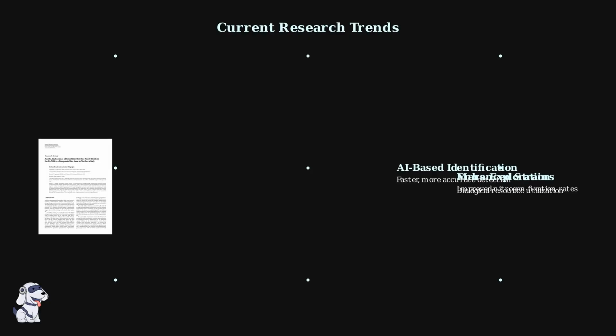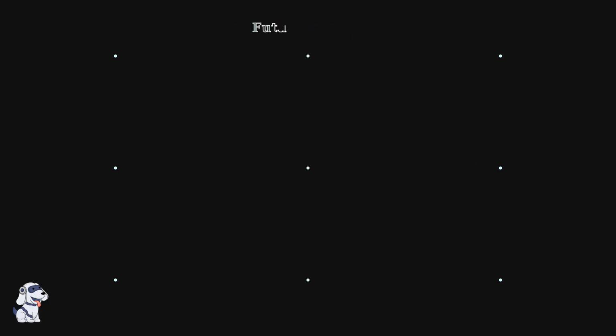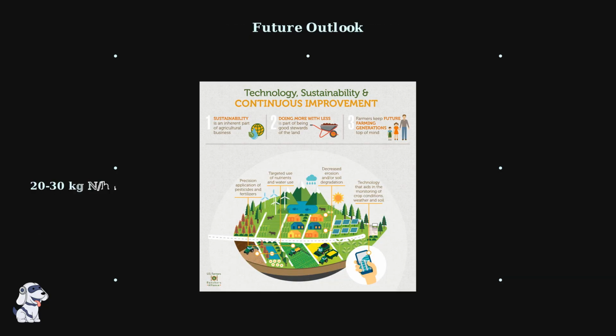Scientists are developing AI systems for rapid identification, exploring space applications, and engineering enhanced strains for better performance. The future looks promising for Anabaena applications.